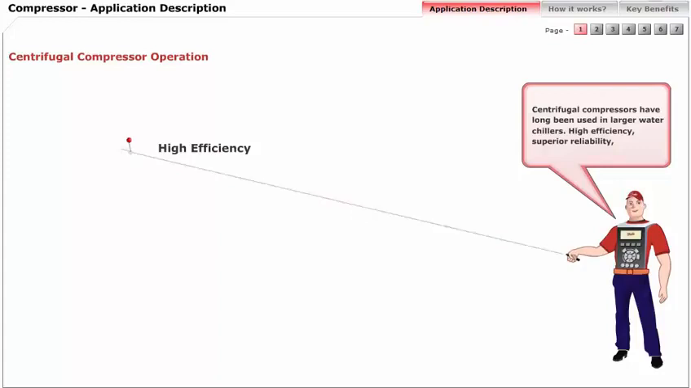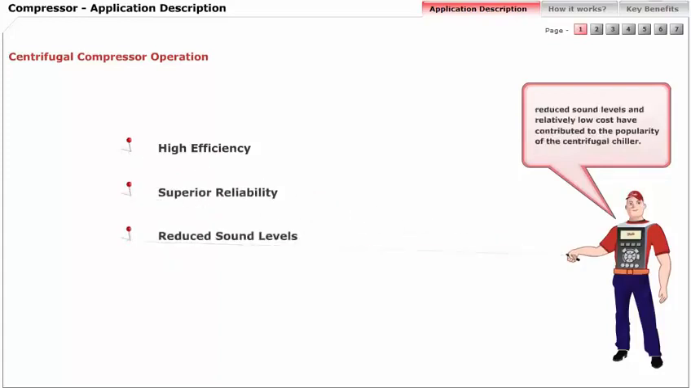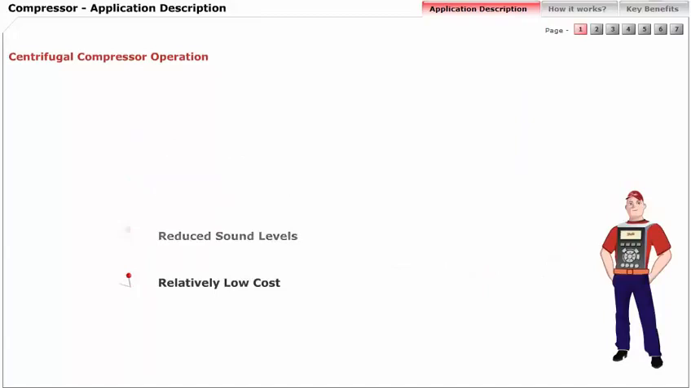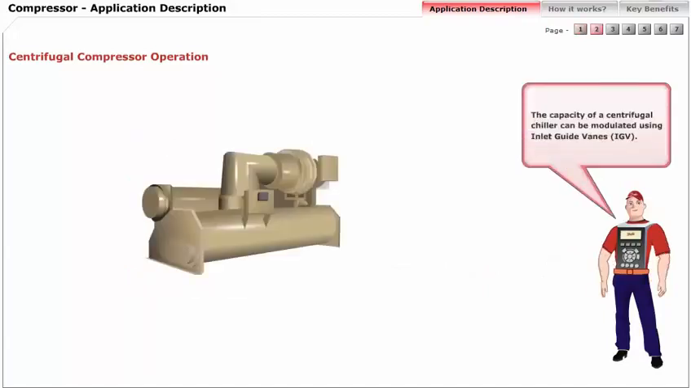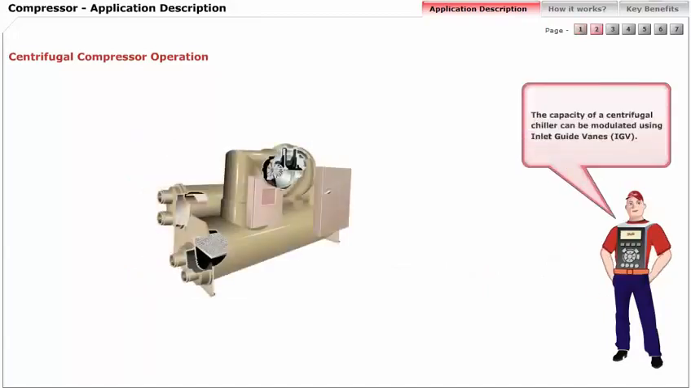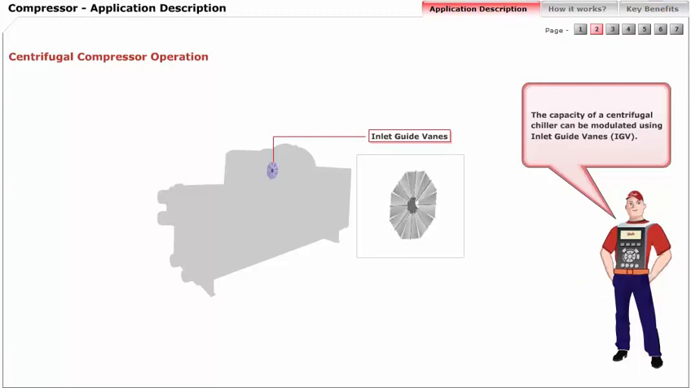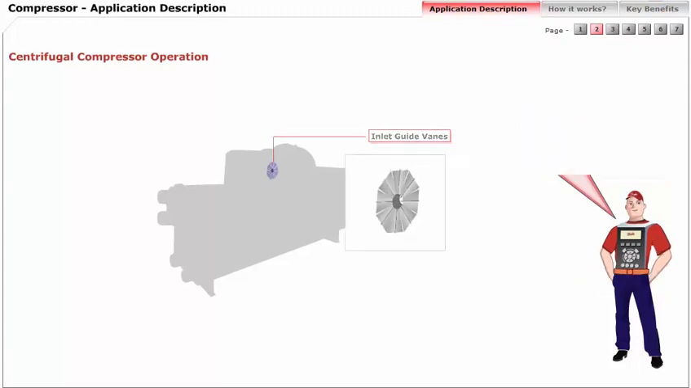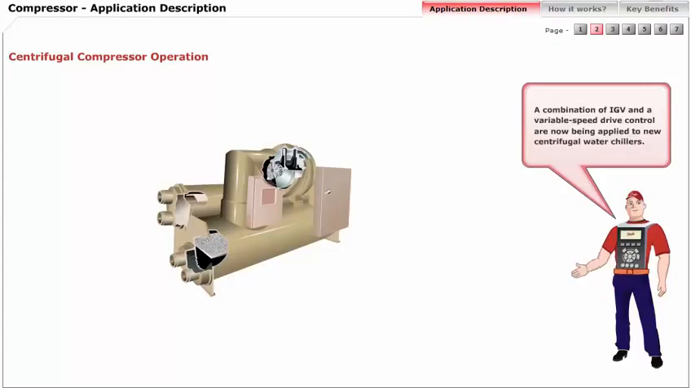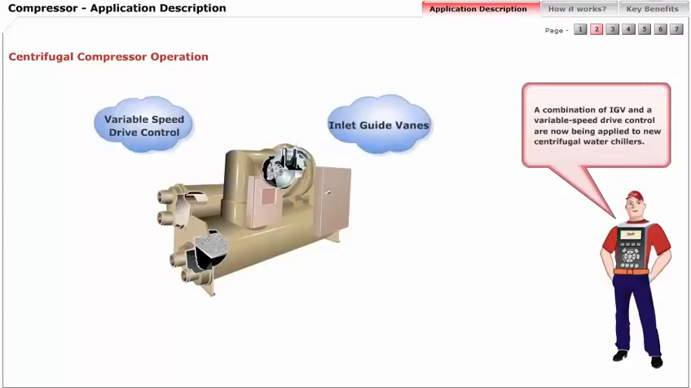High efficiency, superior reliability, reduced sound levels, and relatively low cost have contributed to the popularity of the centrifugal chiller. The capacity of a centrifugal chiller can be modulated using inlet guide vanes. A combination of inlet guide vanes and a variable speed drive control are now being applied to new centrifugal water chillers.